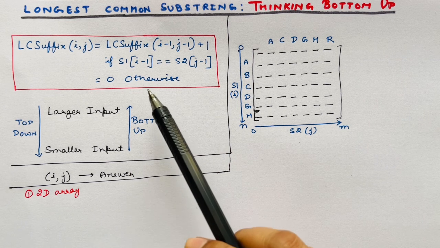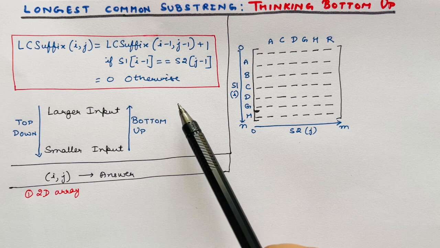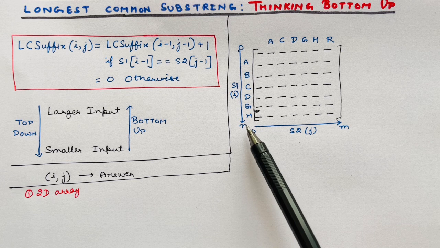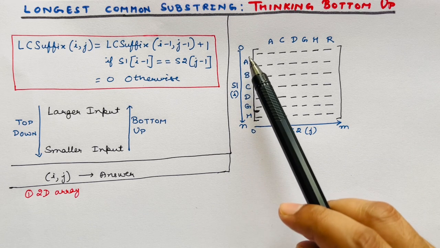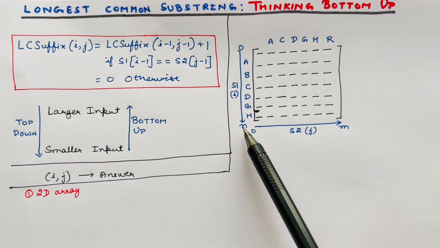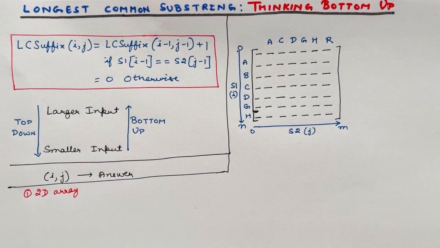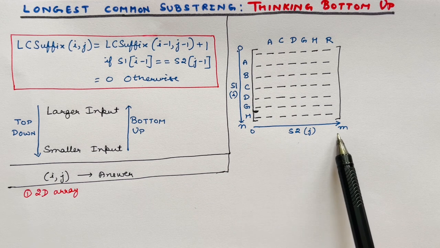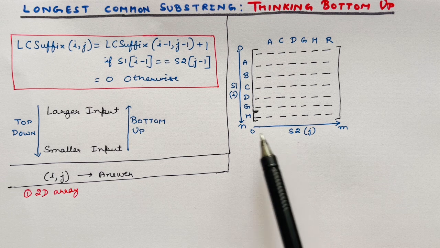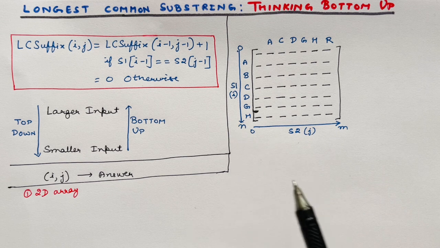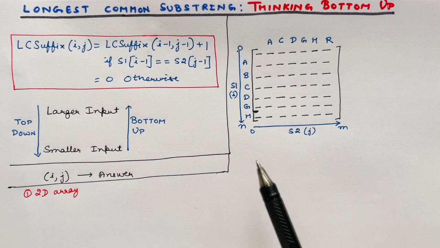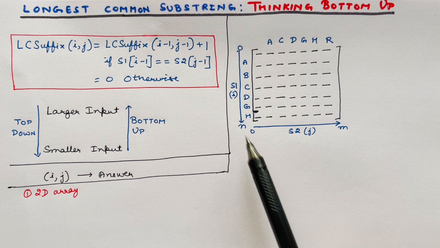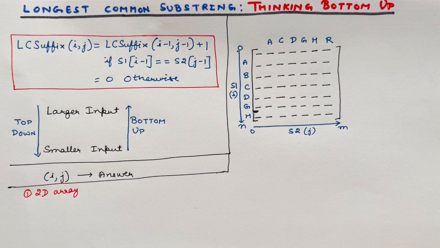Now, as per this recursive relation, we will iterate from i equal to 0 till i equal to n, because we will consider from first 0 characters till first n characters for string s1. Similarly, we will consider first 0 characters till first m characters for string s2, where n and m are lengths of both the strings. So what does this suggest? That our dimensions of the matrix should be n plus 1 cross m plus 1.